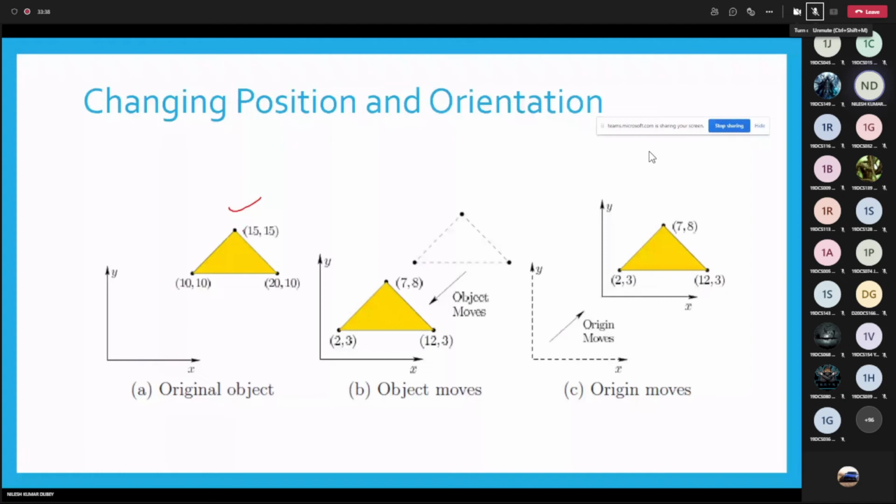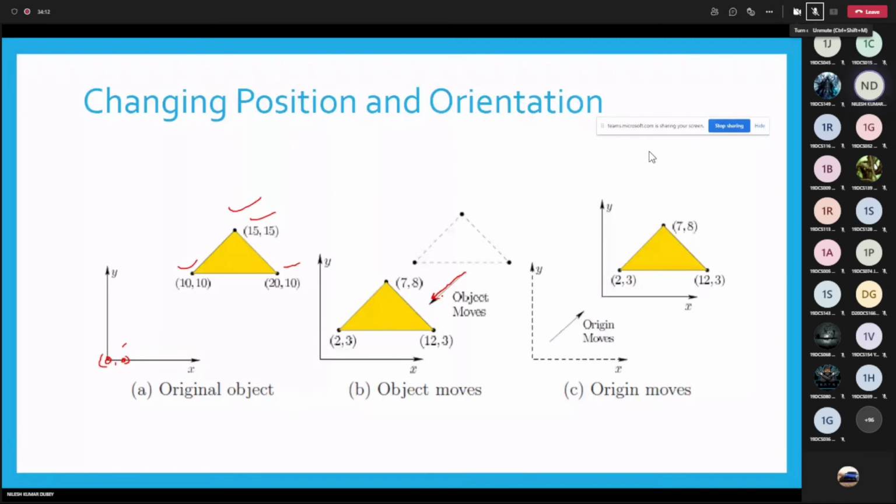This is one triangle. Its three primitives are there: 15, 15, 20, 10, 10, 10. Right now they are going to make it close to the origin. Suppose the origin is 0, 0. If they want to move the object close to the origin, they did this kind of change. The object is here and this object has been moved to this. So for moving this, what they did is change the primitives.